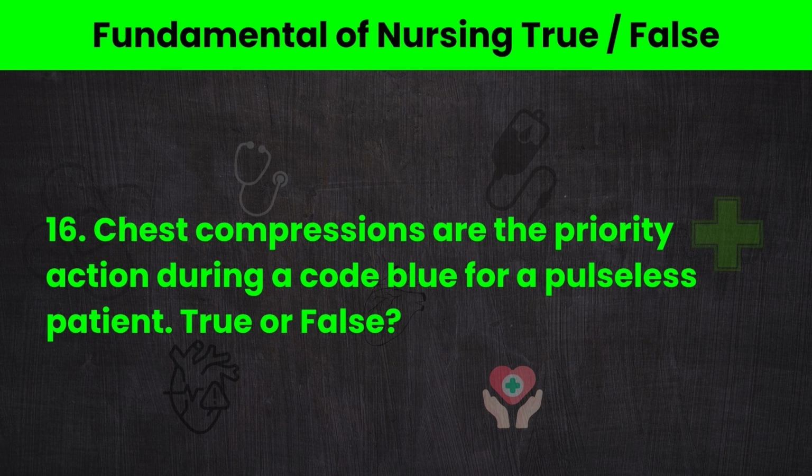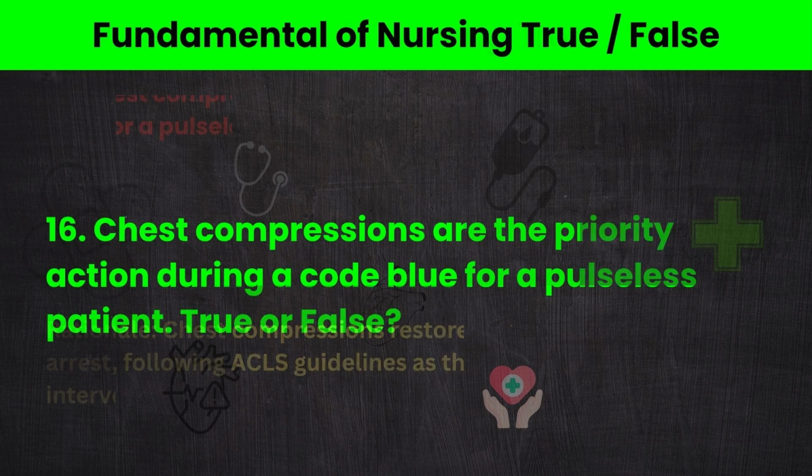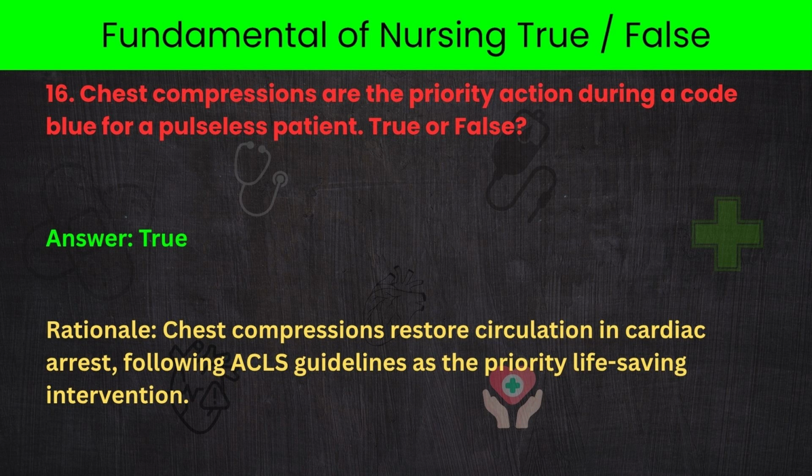16. Chest compressions are the priority action during a code blue for a pulseless patient. True or false? Answer: true. Rationale: chest compressions restore circulation in cardiac arrest, following ACLS guidelines as the priority life-saving intervention.